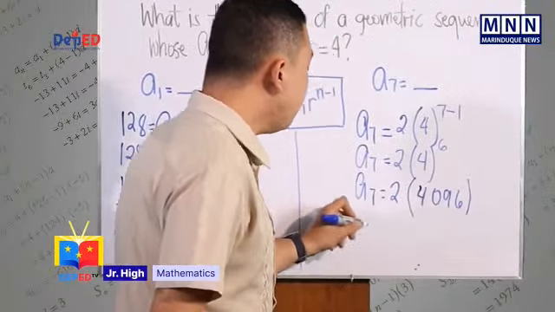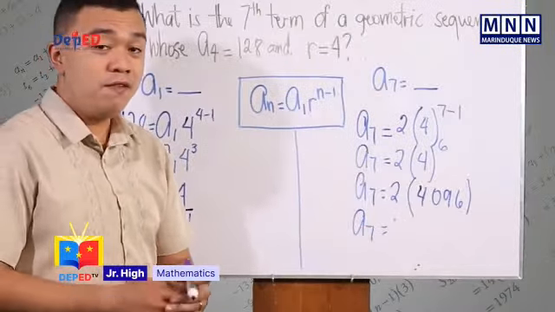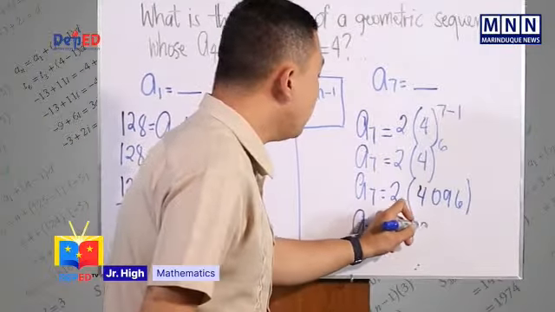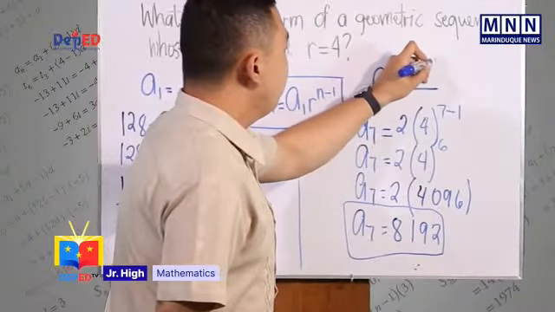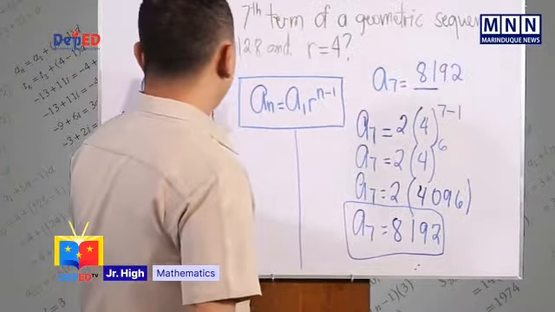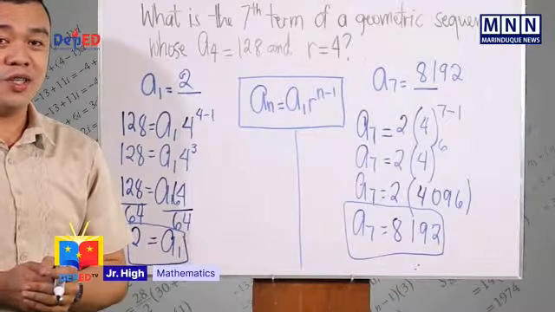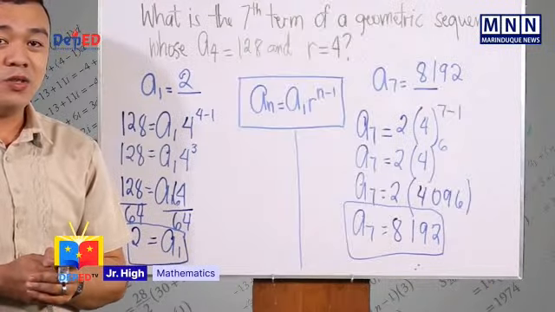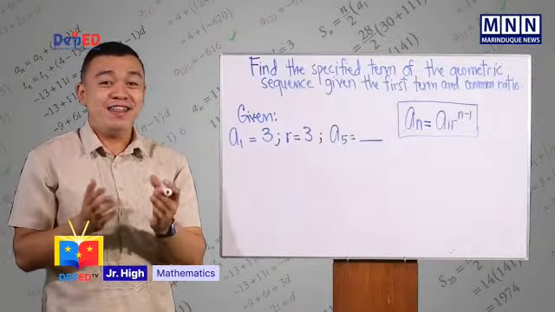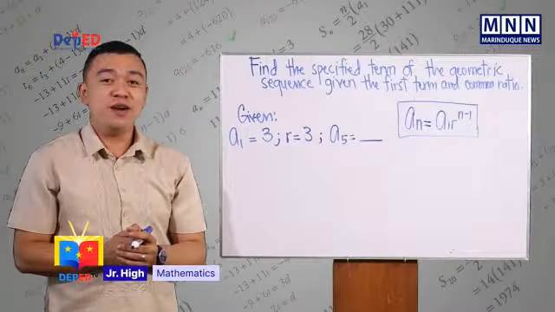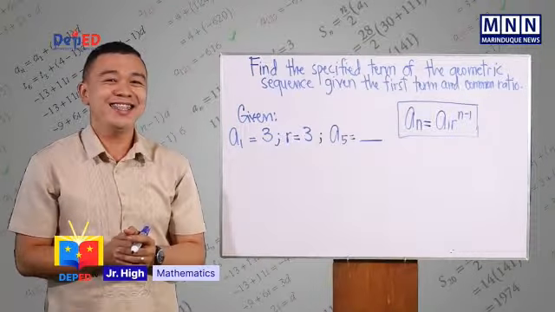4,096. And finally, multiplying 2 to 4,096 will give us 8,192. Thus, the first term and the seventh term of the sequence is 2 and 8,192 respectively. Great job indeed! Now, it's more swift and convenient to find the nth term of a geometric sequence using the formula, right?